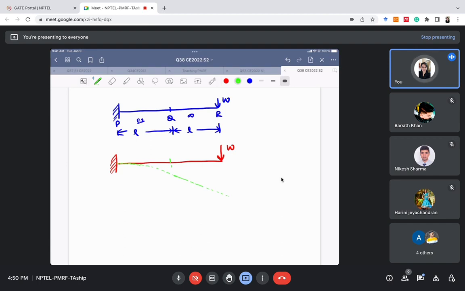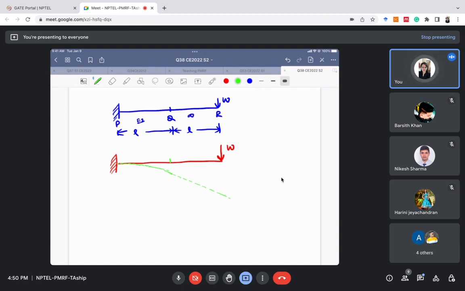If it would not have had infinite flexural rigidity, then what would happen? Then it would have a deflected shape, curved till this point. I hope you got the difference. The difference is only that since QR has infinite flexural rigidity, it will be curved only till point Q, and after point Q it will be a straight line, because it will not bend.